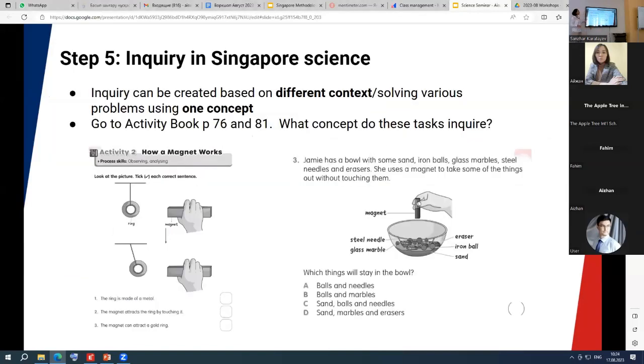Inquiry can be done in different ways. So this is the experiment that you told. This is a bowl with different materials, and they put a magnet and ask which things will stay in the bowl, not which will be attracted. So they show the experiment and ask questions. What is true about this experiment? It can also be in the book.